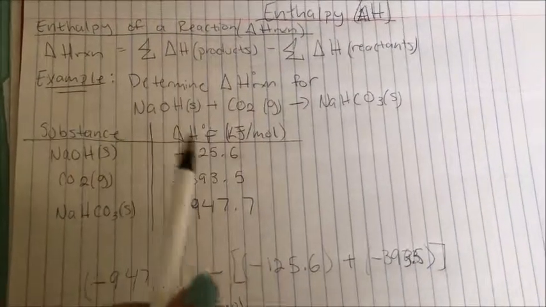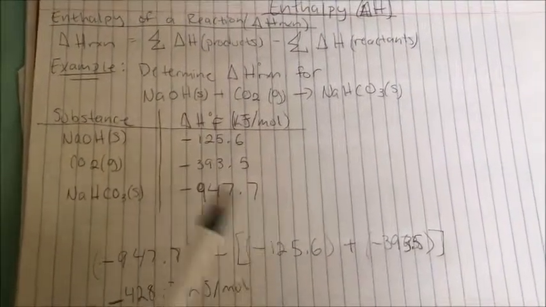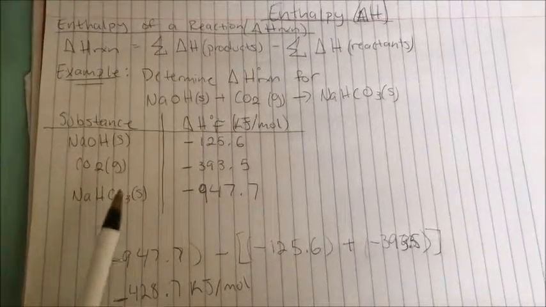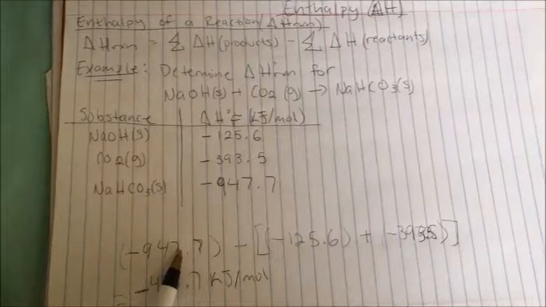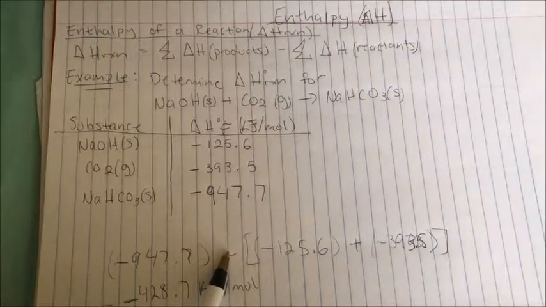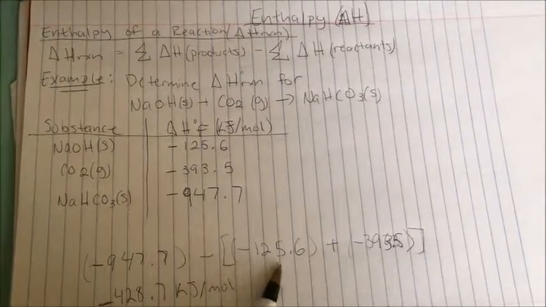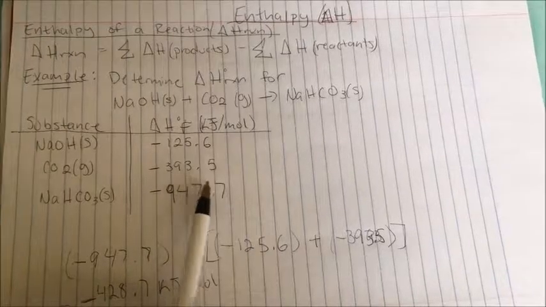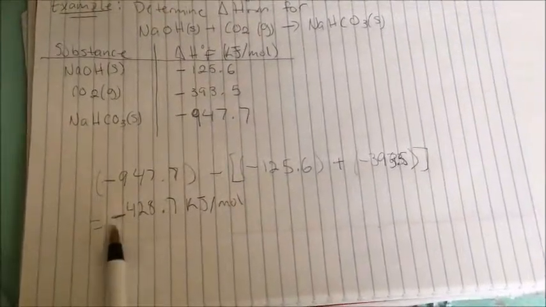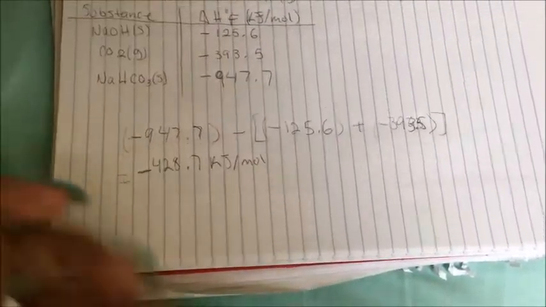So now we just plug in the information. The sum of the products is only one product, so it's only going to be negative 947.7. And then we subtract that from the sum of the reactants, which is going to be negative 125.6 plus negative 393.5. When we total it all together, we get negative 428.7 kilojoules per mole.